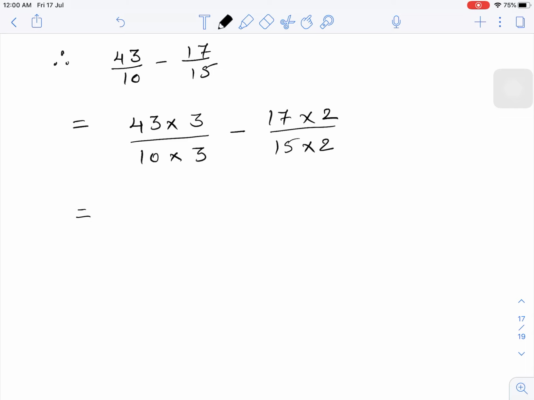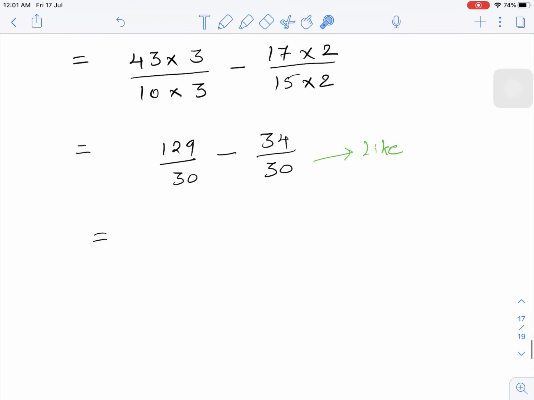So equals to, now we have to multiply the numerator with numerator. So 43 threes are, so it is 129 upon 10 threes are, so it is 30 minus, now 17 twos are, so that is 34 upon 15 twos are, again it is 30. Now we can see that both the numbers are having the same denominator. We can say that now they are like fractions. And once the fractions become like, we can add or subtract them. So same denominators are there, so we can write it only one time.